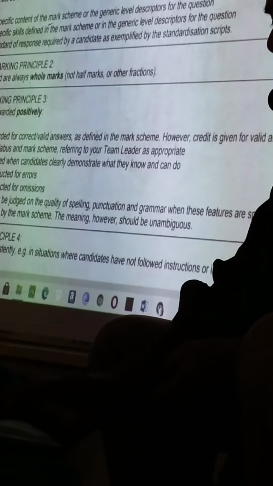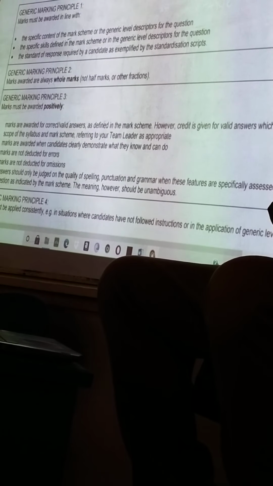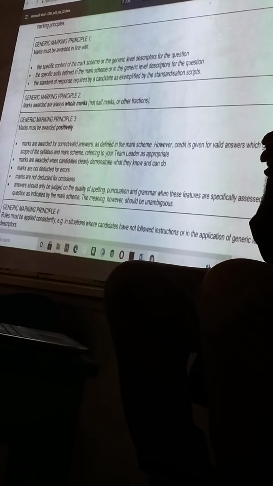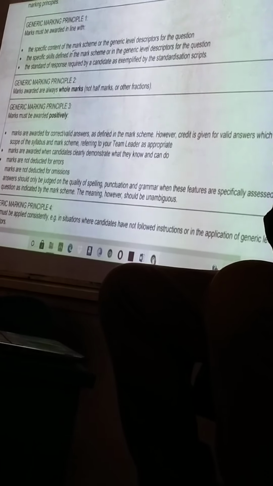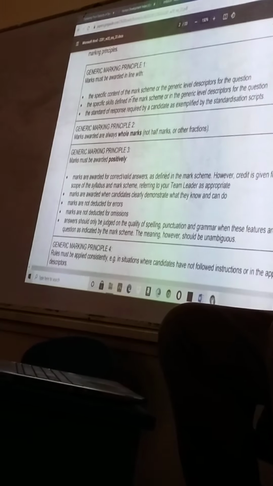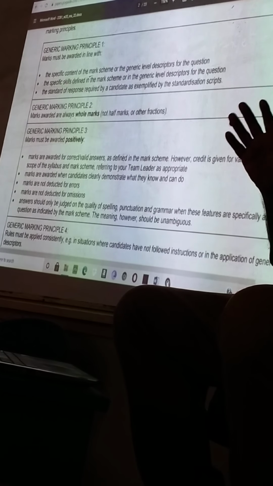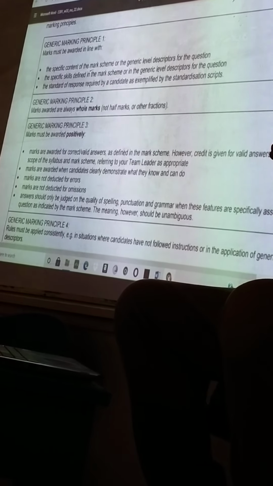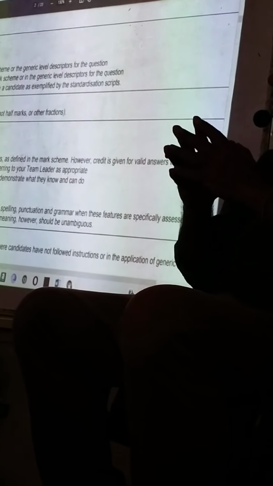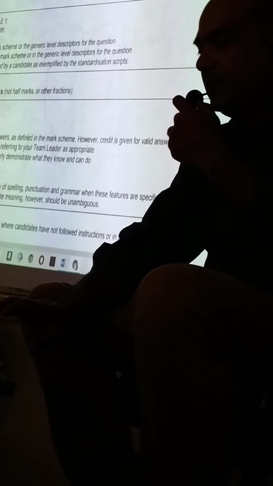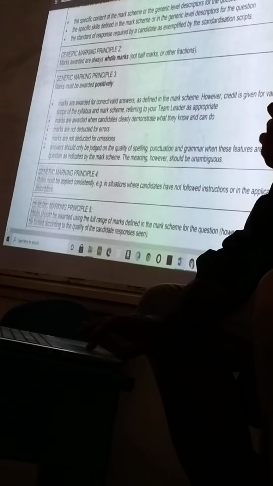Another thing which is there: marks are given, you all know, as a whole number, an integer value, not a decimal. You cannot get a 2.5, you cannot get a 7.75. You will get either an 8 or a 7. Okay, so this is general marking principle 2. Remember, we are doing it for economics, but some of these things will be true for other subjects and other courses also.